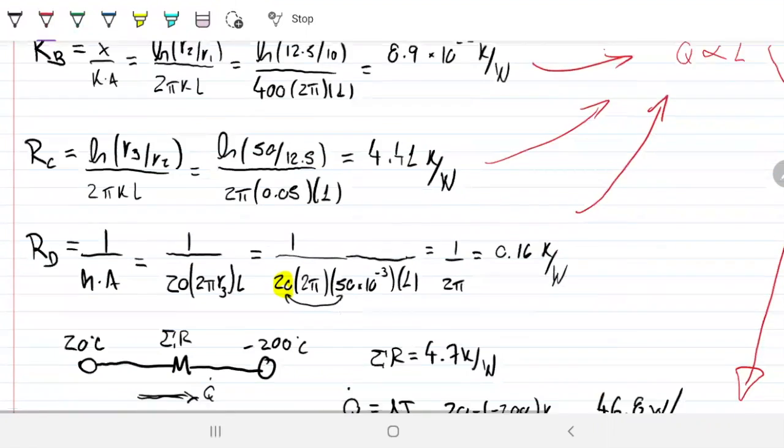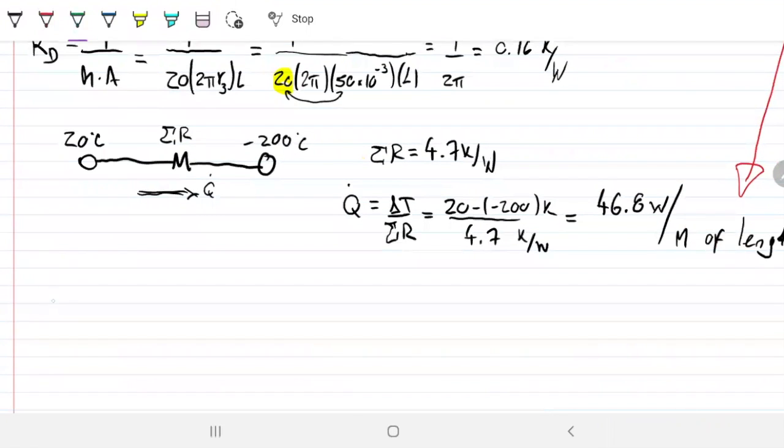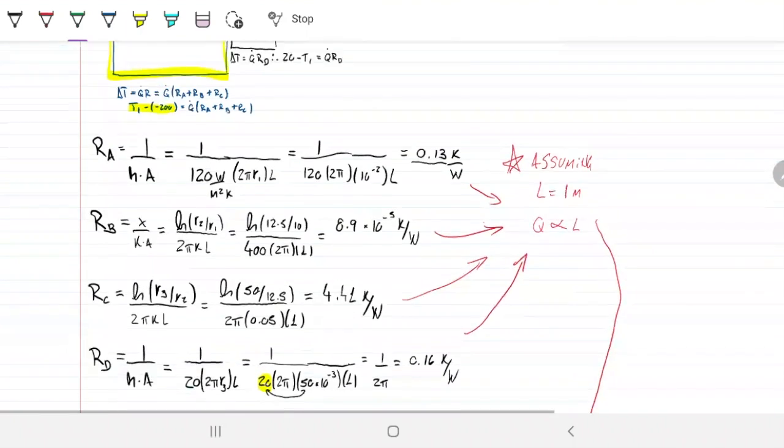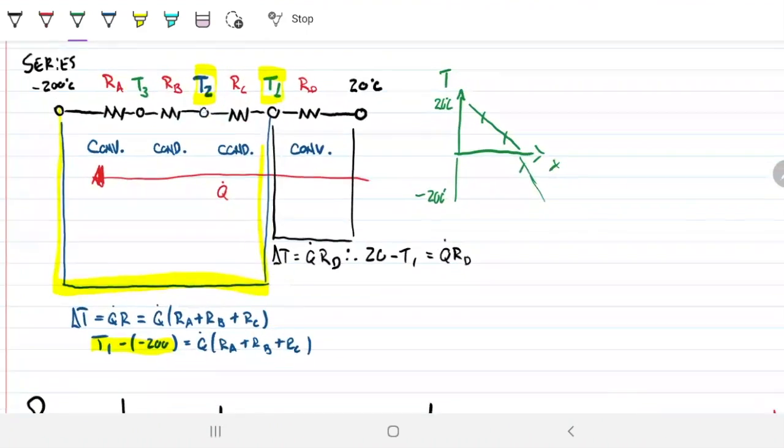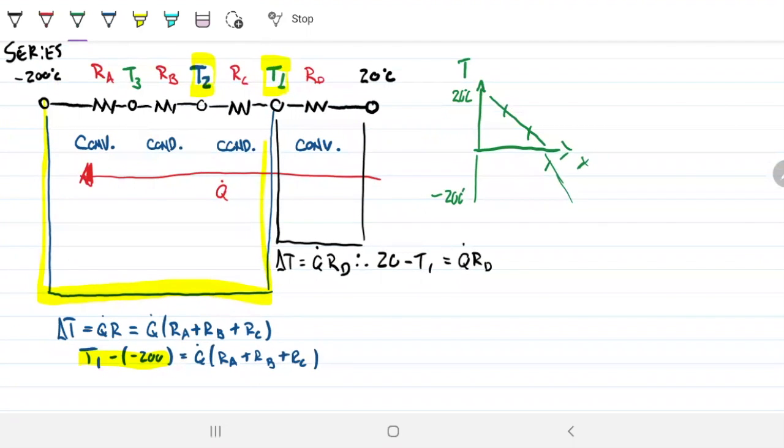Okay, so let's find our T1 first. We know our delta T will be, and I'll probably do this closer to where we're working, because it makes more sense for you guys to watch it that way. Okay, so now we can plug in these values. We know this is 46.8, and those are watts per meter of length. And we're multiplying this by RD, which is 0.16 Kelvin meter length over watts.